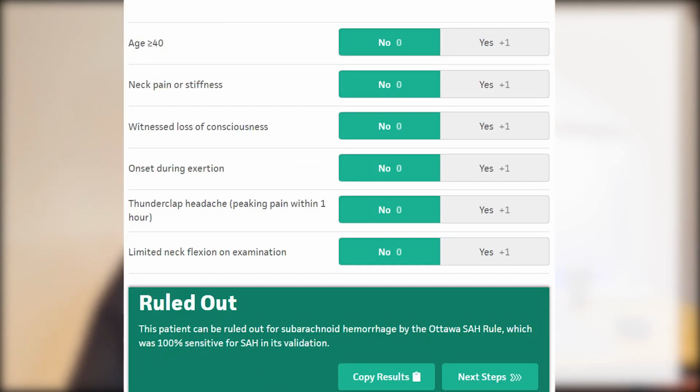The second tool I want to give you is the Ottawa SAH rule. There is a series of questions which is age more than 40, neck pain or stiffness, abrupt onset headache, headache onset during exertion. If any of the answers of these questions is yes, you cannot rule out subarachnoid hemorrhage, and appropriate workup needs to be done.